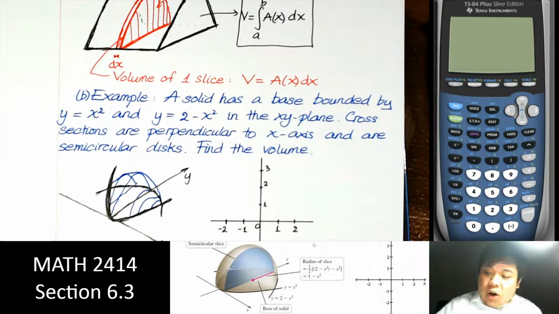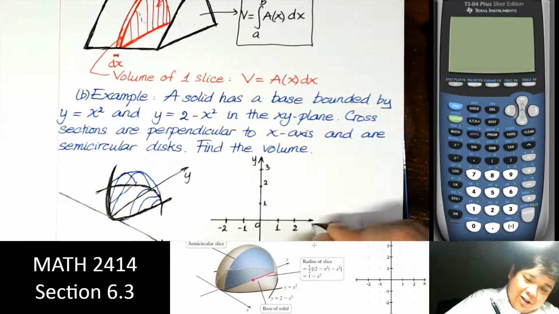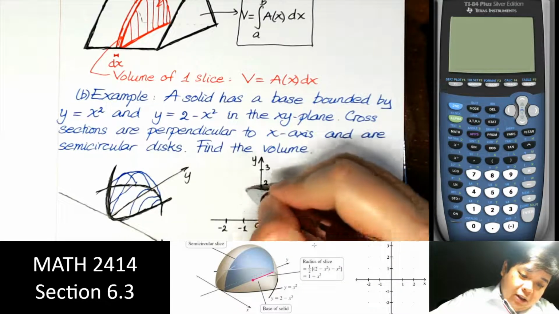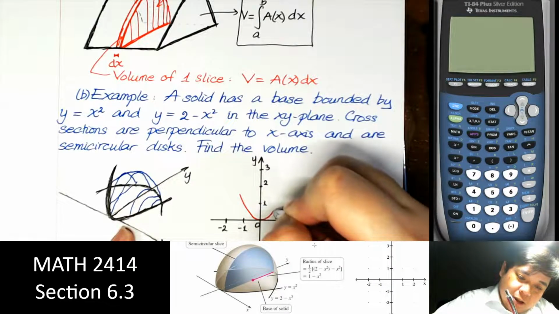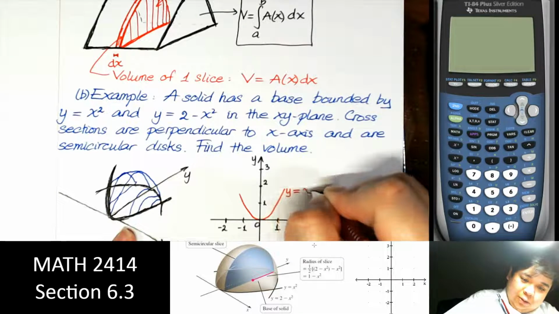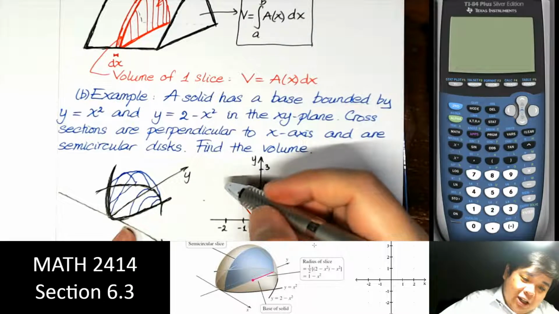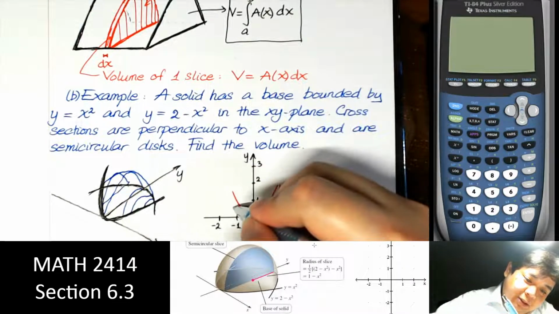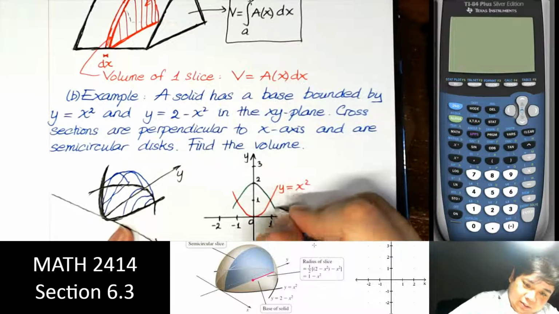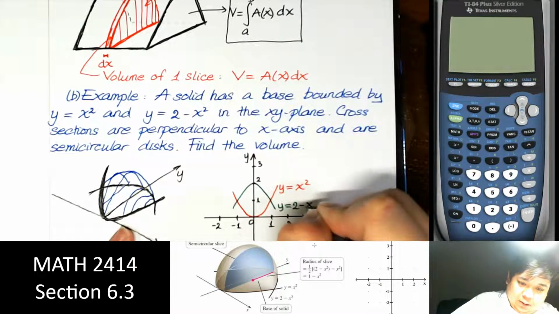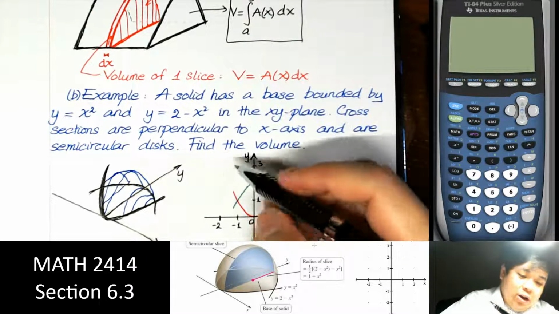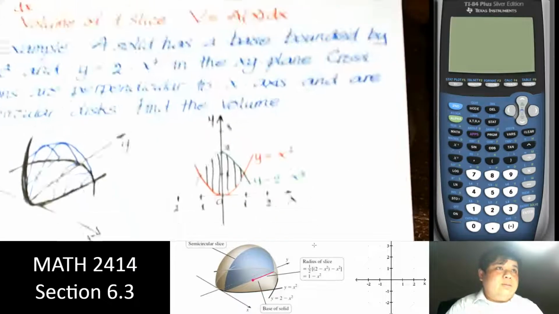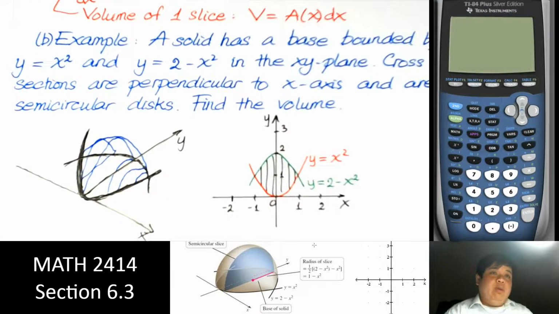So now if we only talk about the xy plane, y equal to x squared and y equal to 2 minus x squared, and we're talking about this region. Right, so we're talking about that region on the xy plane.